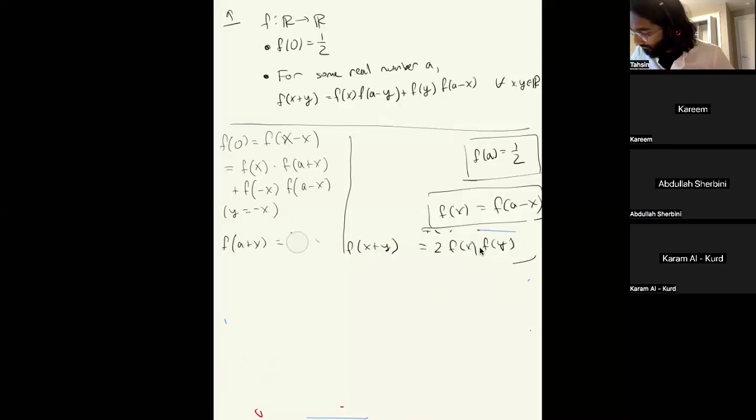How did you get this one? Because f of x equals f of a minus x for all x. So we plug in x equals minus x. So you're using this equation here. Yeah, but if you use this one here, I don't think it gives us this, right?